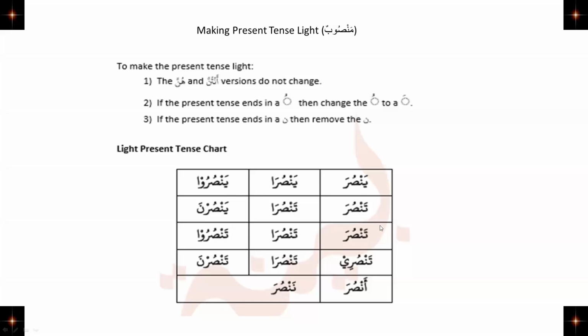And then again, these are the examples. So instead of yansuru, it becomes yansura. Instead of yansurani, it becomes yansura. Yansuruna becomes yansuru. Tansuru becomes tansura. Tansurani becomes tansura. Yansurna will be as it is because it is hunna. This is the hunna level, right?